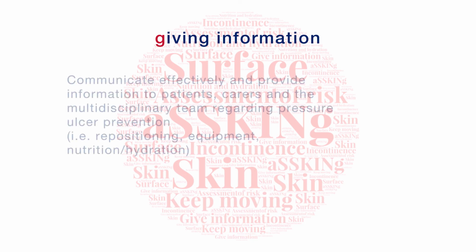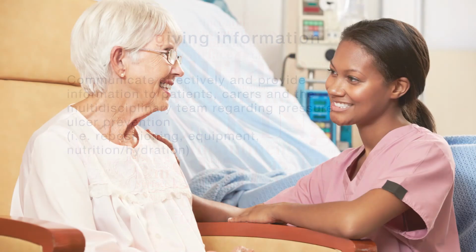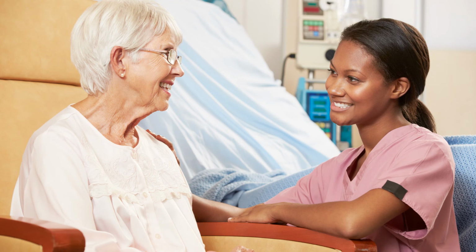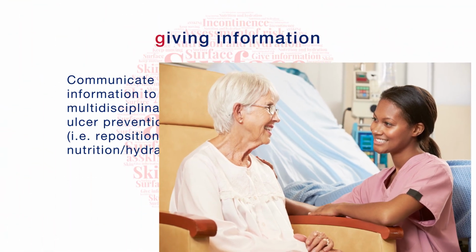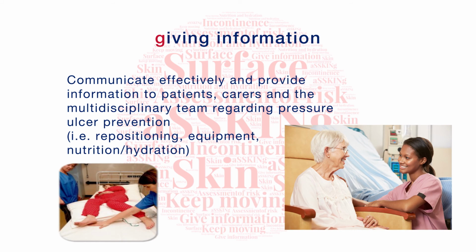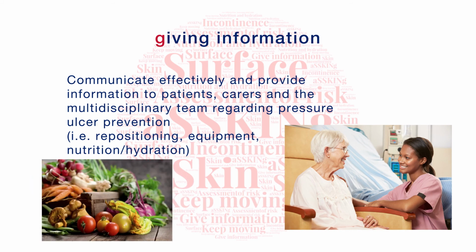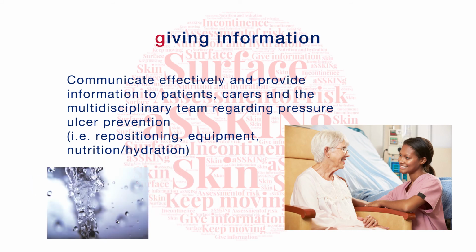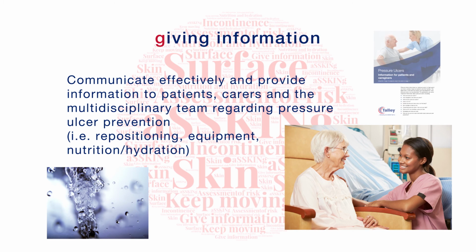It's important that we communicate effectively and provide information to patients, carers and the multidisciplinary team regarding pressure ulcer prevention, and this will include things like repositioning, equipment, nutrition and hydration. Providing this information verbally is important, but it's also useful to provide written information where possible, for example, our pressure ulcer patient and caregiver leaflet.